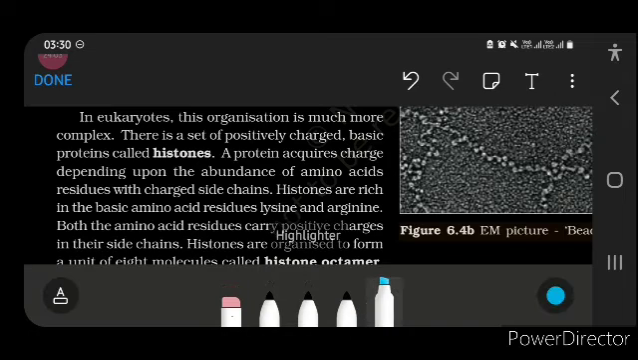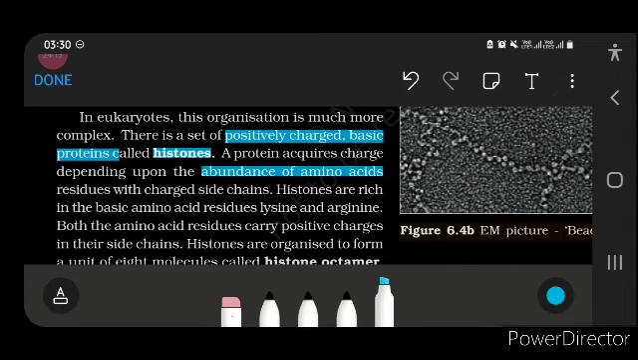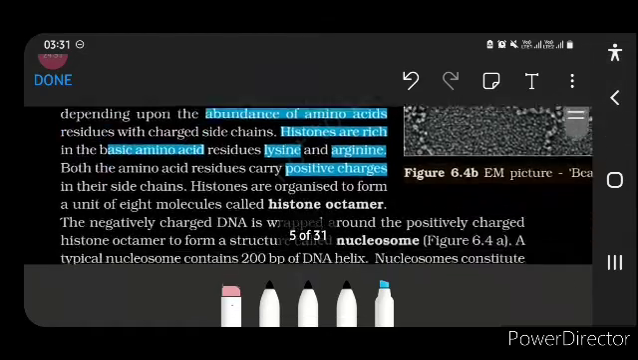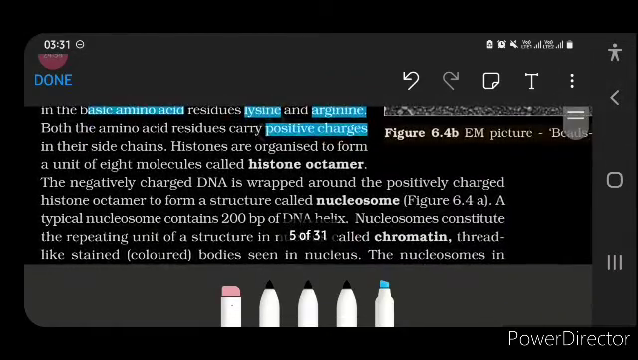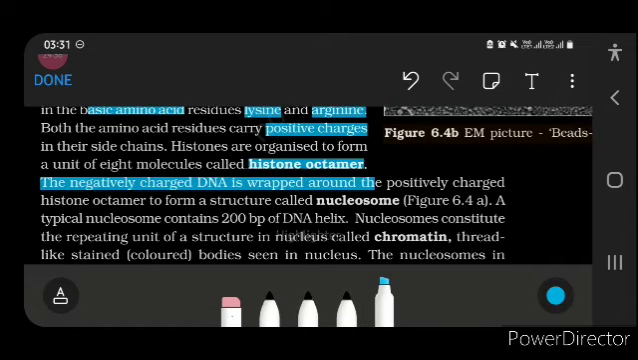There is a set of positively charged basic proteins called histones. A protein acquires a positive charge depending upon the abundance of amino acid residues with charged side chains. Histones are rich in the basic amino acid residues lysine and arginine. Both amino acid residues carry positive charges in their side chains. Histones are organized to form a unit of 8 molecules, the histone octamer. The negatively charged DNA is wrapped around the positively charged histone octamer to form a structure called a nucleosome.